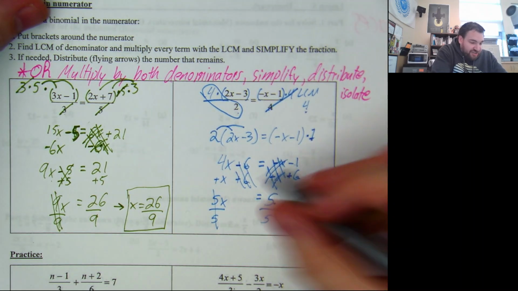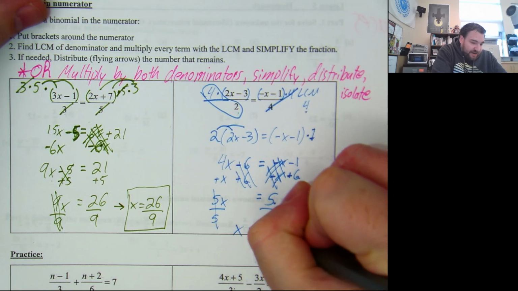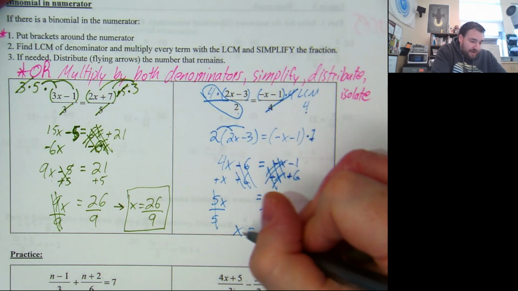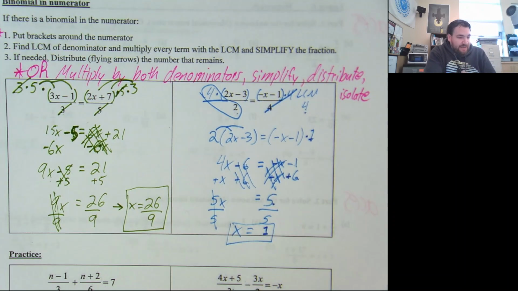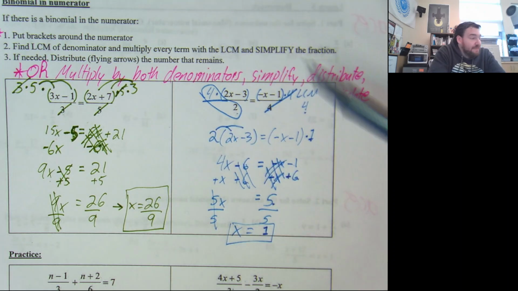5x divided by 5 is just x. And on the right-hand side, 5 divided by 5 is 1. And when that's the only thing there, we need to make sure we put it in there. So x equals 1 is our solution to that question. I didn't do it on the first one because it's the fraction and it's gross, but we can do this one relatively easy. Let's plug it back in and check.